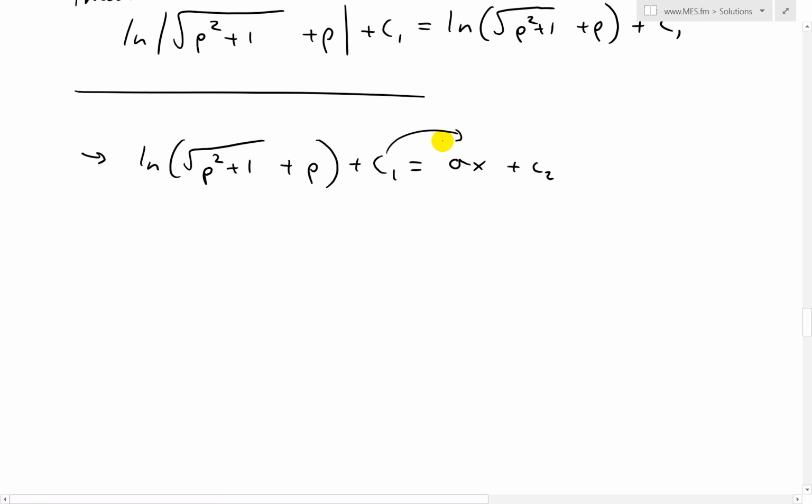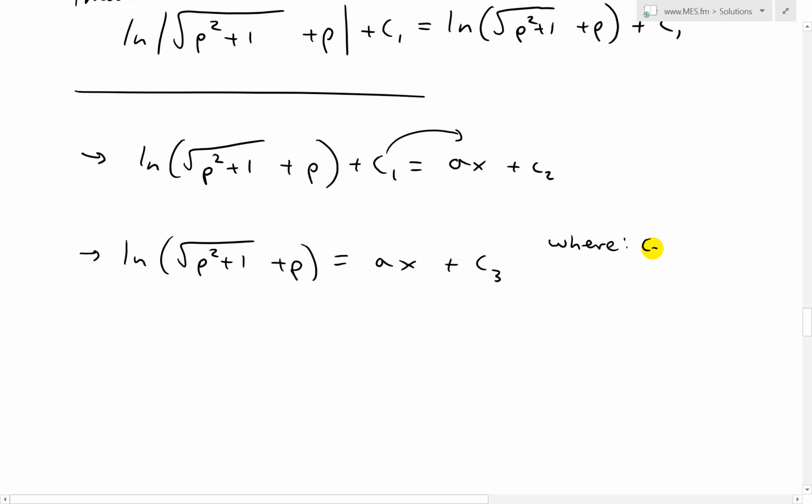Combine this one over onto that side, and we get ln of the square root of p squared plus 1, plus p, equals ax plus c3, like that, where c3 is just equal to c2 minus c1. It's just still a constant. I'll just put a bubble around it.